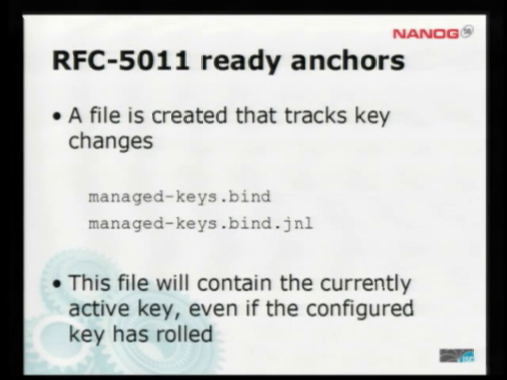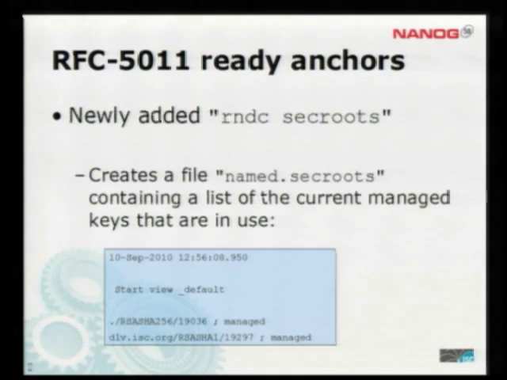It's going to create a file called managed-keys.bind and a .jnl file. So if you're familiar with dynamic zones, it's very similar to a dynamic zone database. This file is going to contain the currently active key, even if the configured key in your named.conf isn't the right one anymore. So now when you restart your name server, it's going to be able to read from the managed keys file. It's going to automatically start using the correct trust anchor.